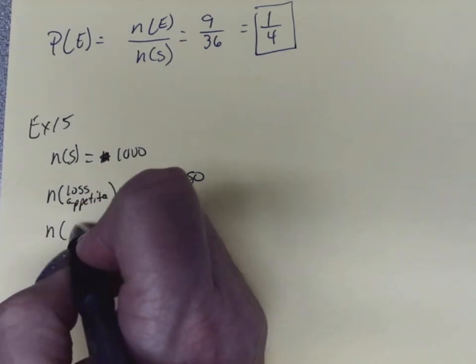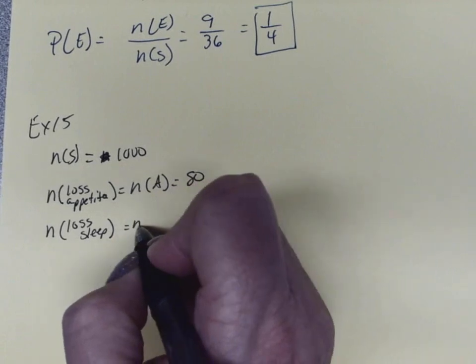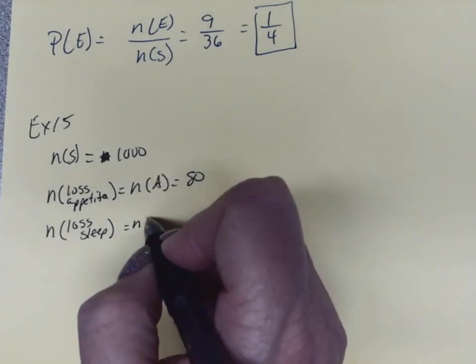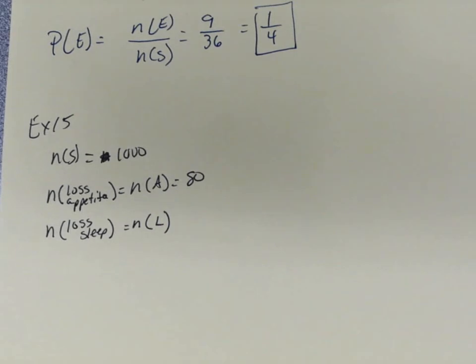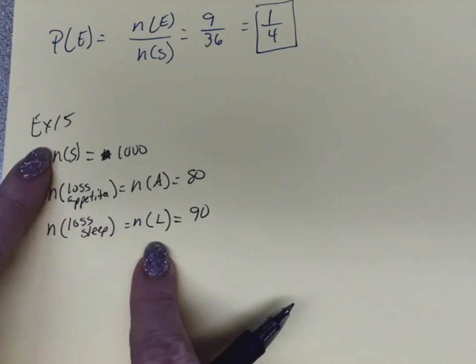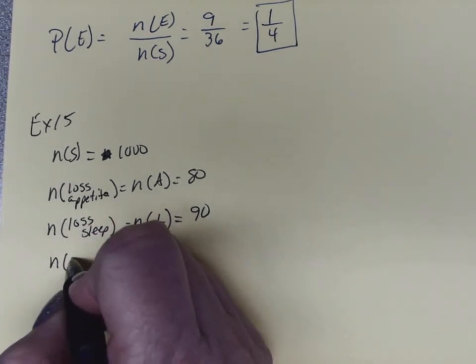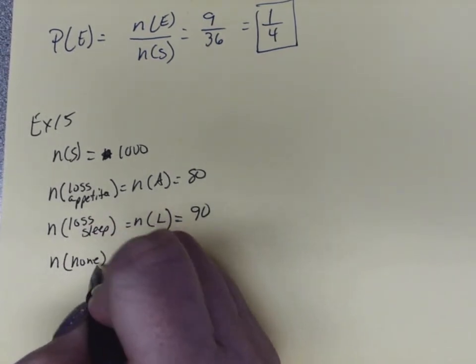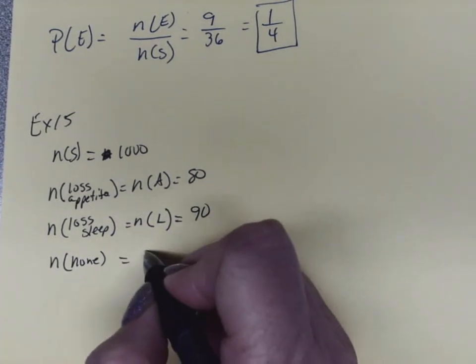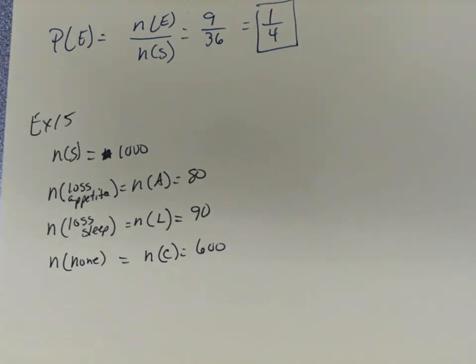There were some that loss of sleep was their side effect. So we're going to call that the N of L, because that's what they did in the book. And that was 90. We can't use sleep because we're already using N of S for the sample space, so they went with L. Now some had none. They didn't have any issues, and that was N of C equal to 600.